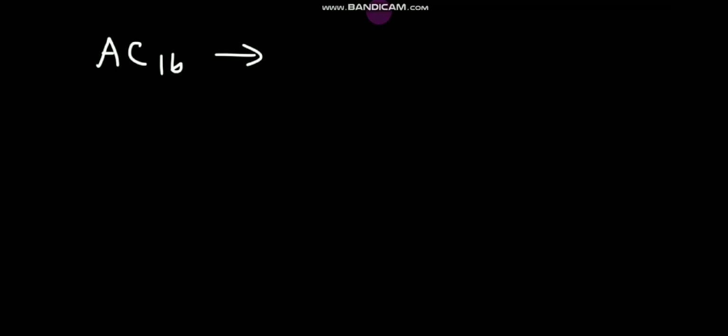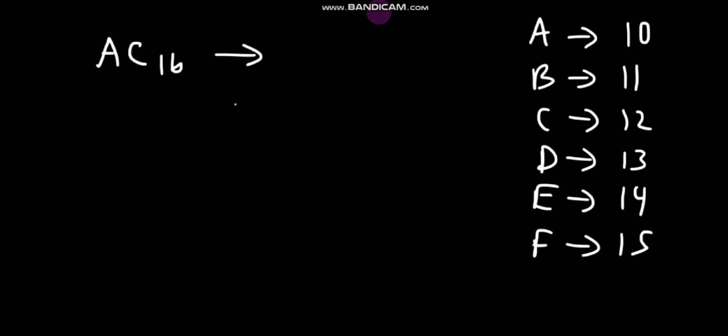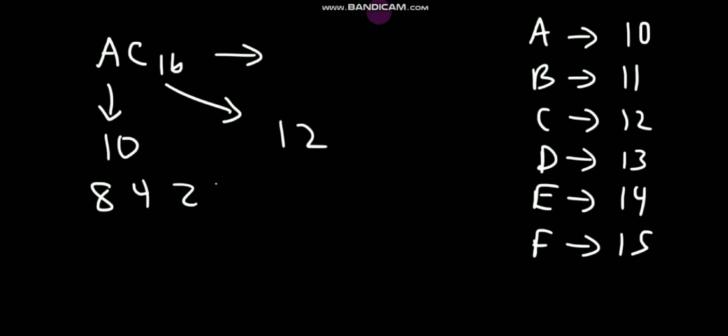So here A and C are the codes, and the value of A is 10 and the value of C is 12. So we will use 10 and 12. You know this number system, as I have told you. So again I am writing, you have to note it down somewhere. A is 10 and C is 12. Now for 10 write the 4-bit notation, so 8421, and for 12 also 8421.